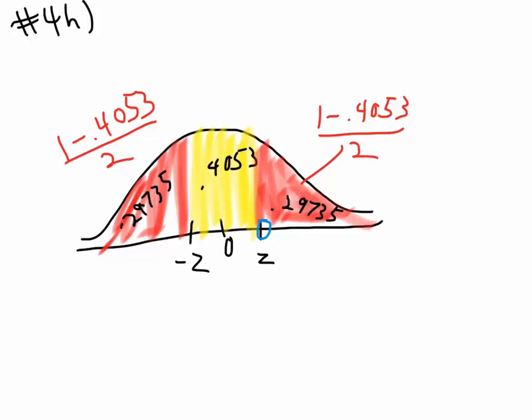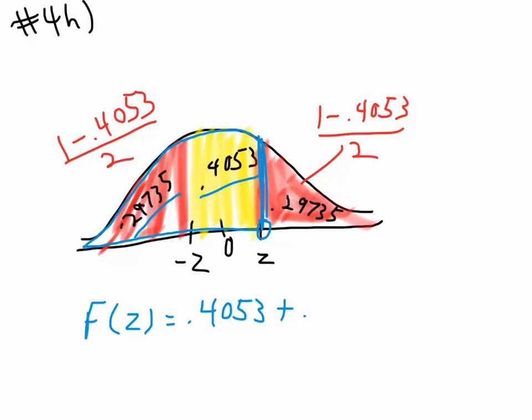So what we can do now is look at this Z. We can look that Z up in the table, and we can find the area to the left of that, and we would say that that is the CDF of Z if we just add up the yellow area and the leftmost red area. So F of Z is going to equal 0.4053 plus 0.29735. So that gives us 0.70265 to look up in the table.